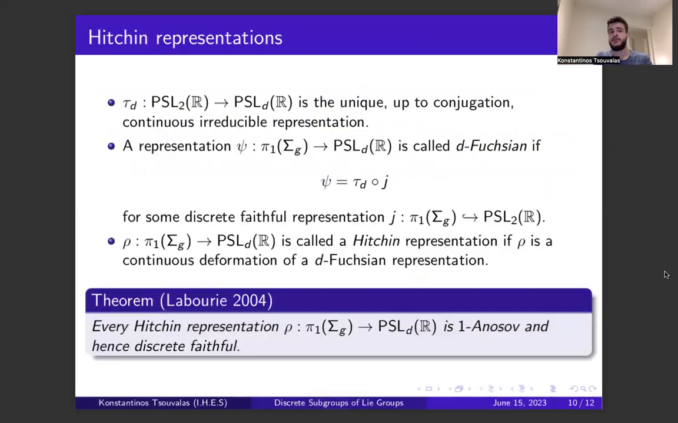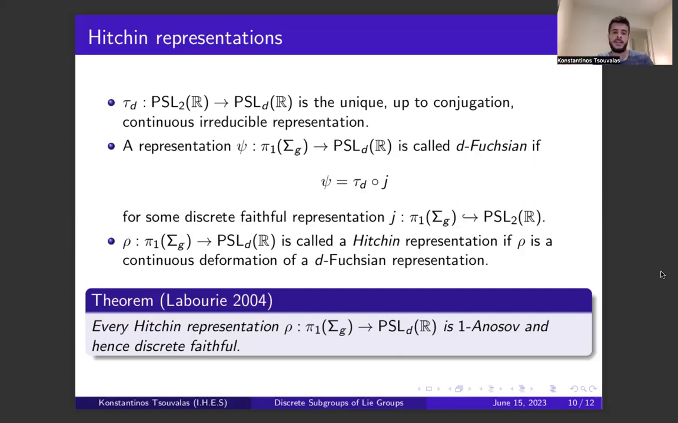And other basic examples of Anosov representations are Hitchin representations. The definition is as follows. We consider the continuous irreducible representation tau_d of the Lie group PSL2R in PSL_d(R). Now we will call a representation of the surface group in PSL_d(R) d-Fuchsian if it is the composition of tau_d with a Fuchsian representation, that means a discrete faithful representation of the surface group in PSL2R. And now a representation rho of the surface group in PSL_d(R) will be called a Hitchin representation if it is a continuous deformation of a d-Fuchsian representation. That means there exists a continuous path of representations starting from a d-Fuchsian one and ending at rho.